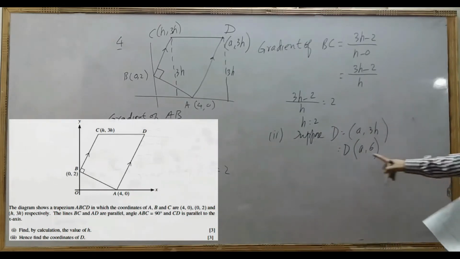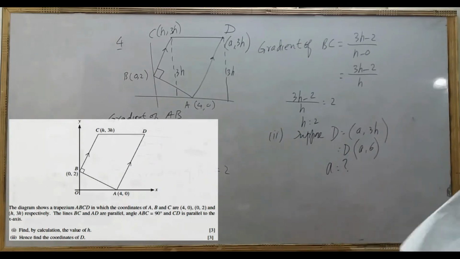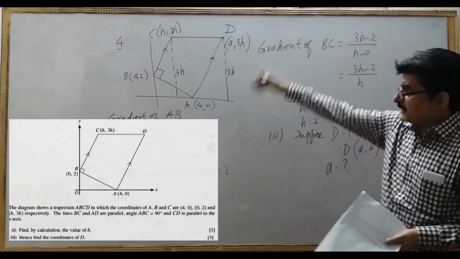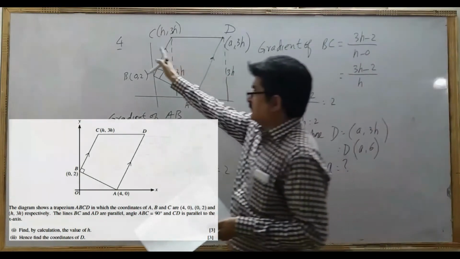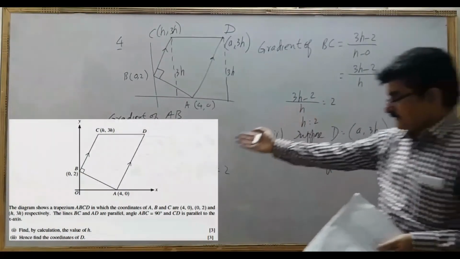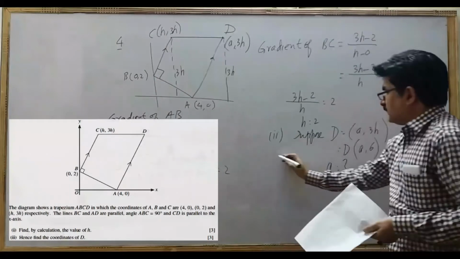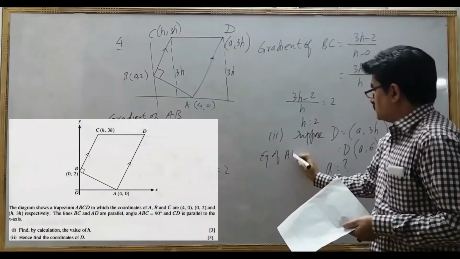But how will we find this small a? The x coordinate of D is still left. This is very simple. You find the equation of AD. AD is parallel to this, so we know the gradient. They will have the same gradient too. So we write the equation of AD.